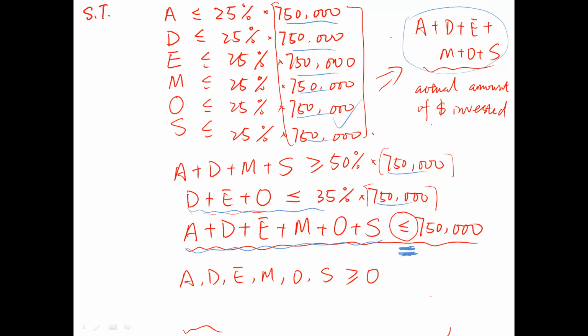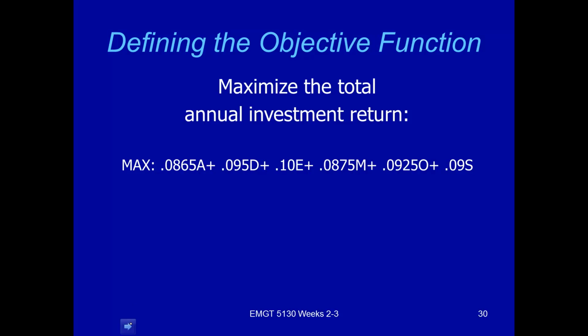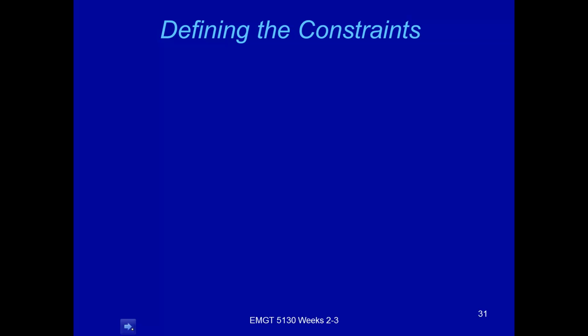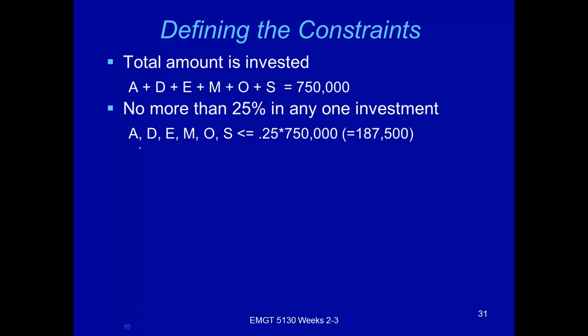Okay, so this is the model of this problem when we define the decision variables to be the actual dollar amount invested in ADEMOS. Okay, so here is a summary. We define the decision variables to be the amount of money to allocate, and the maximization objective is to maximize total return. And first, we assume that we're going to invest all the money, so the total invested in all the bonds should equal 750,000. Then no more than 25% of this 750.